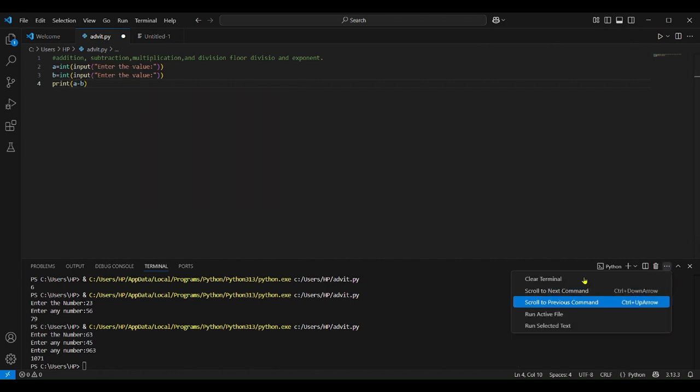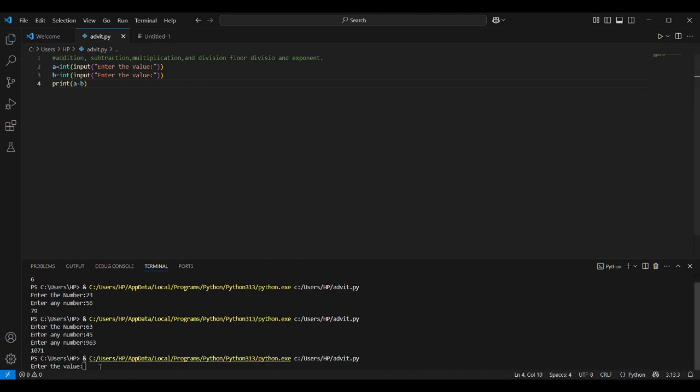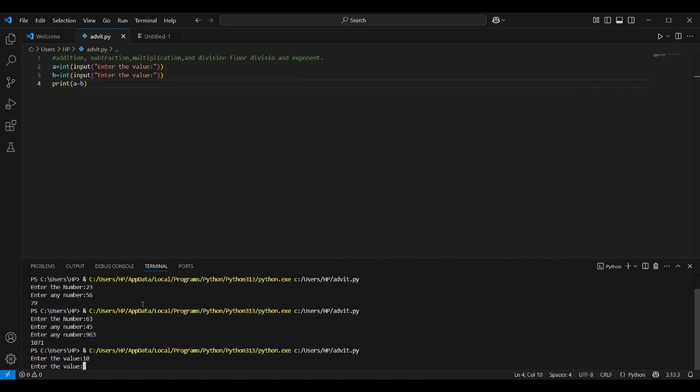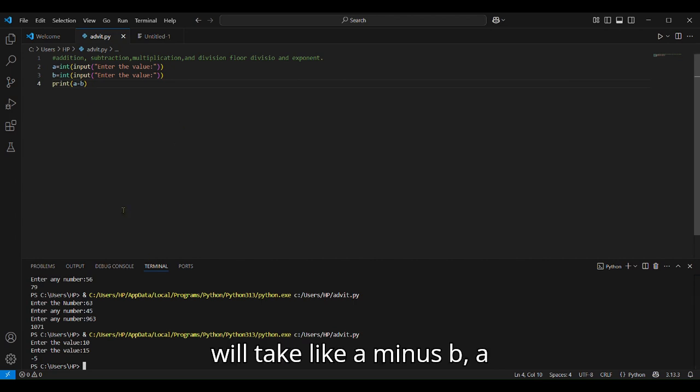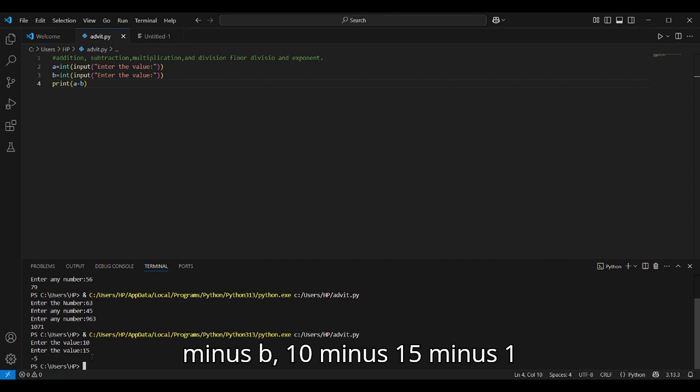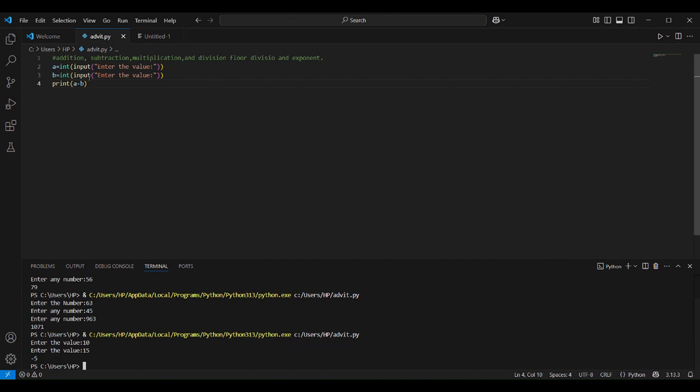Running it, and if I put the value 10 and 15, it will take 10 minus 15, which is minus 5. It will take a minus b: 10 minus 15 is minus 5.